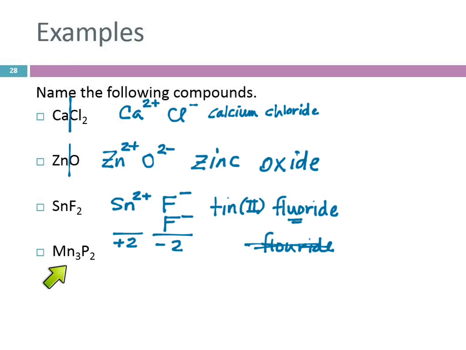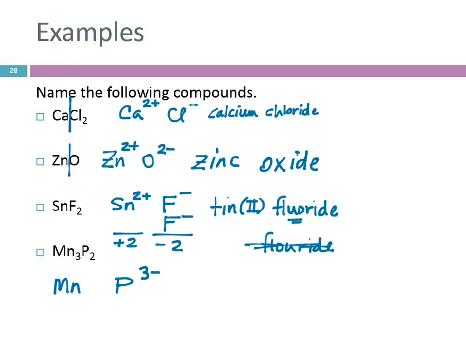Let's do this guy down here. Mn3P2. Well, we've got Mn and we've got P. We look at the periodic table. We see that Mn is in the middle of the transition elements. We don't know what its charge is from the periodic table, so we're going to skip that one. Phosphorus, we can predict its charge. That's going to be 3-. So if this one is 3-, and we have 2 of them, what's the charge on the manganese going to be? It's going to be +2.